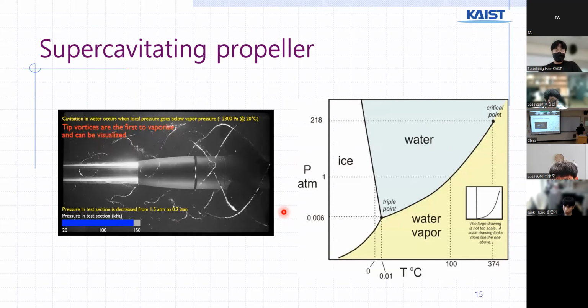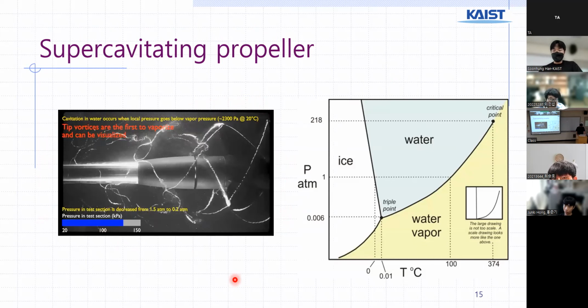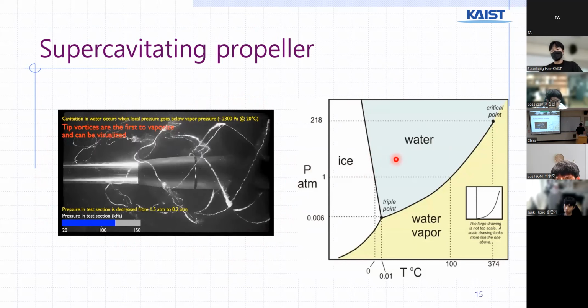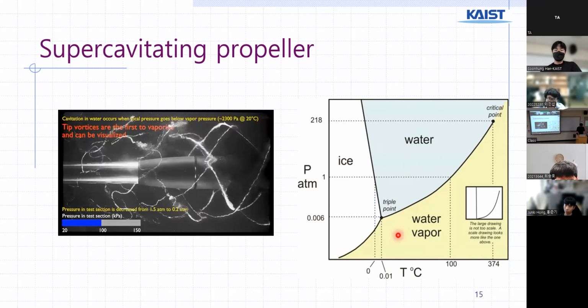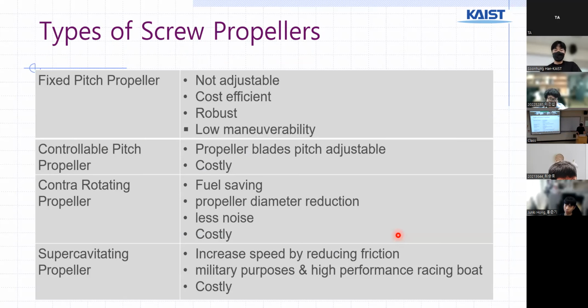This is the figure related to supercavitation. And if the pressure of the water gets low, even at a low temperature, it becomes water vapor. So this is a table for the types of screw propellers.